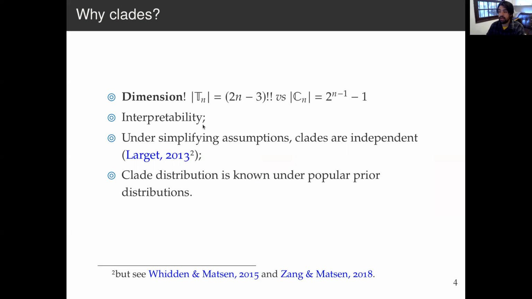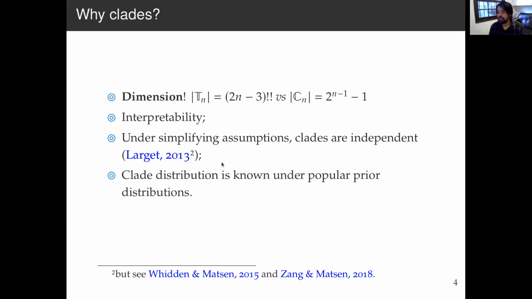Clades are also interpretable, right? So if you come back to the story I told you about humans and chimps and gorillas, the clade human chimp, that's directly interpretable. So if I'm looking at a posterior distribution and I look at the frequency of that clade, this tells me something about evolutionary hypotheses. So for instance, the evolutionary hypothesis that humans and chimps evolved, well, later than humans and gorillas, for instance.